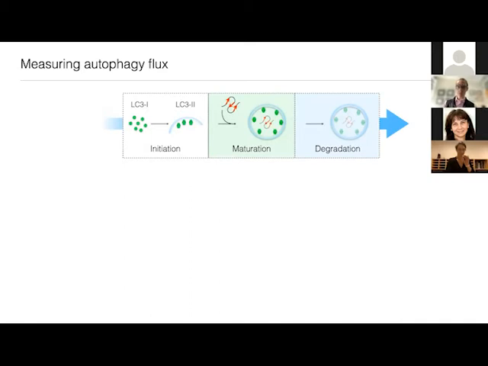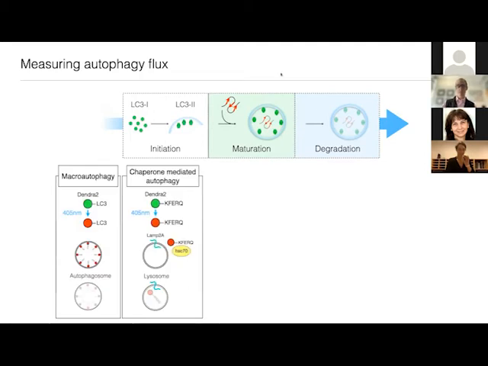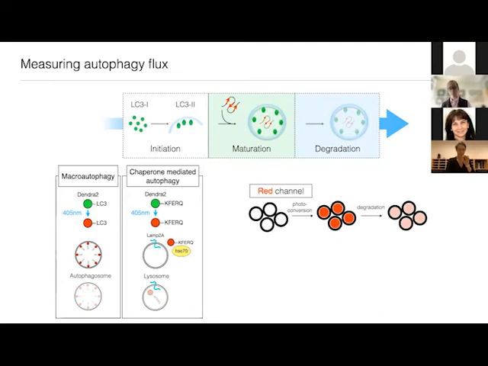So we adapted that optical pulse labeling strategy that I mentioned for assessing autophagy flux by fusing Dendra2 to LC3 in the case of macroautophagy, or a substrate protein that has a particular amino acid sequence that is recognized by chaperone-mediated autophagy mechanisms. Then you pulse with blue light, you get red labeled protein, and you can measure the degradation of the protein over time to give you an idea of pathway activity for macroautophagy or chaperone-mediated autophagy. For the purposes of today's talk, I'm going to focus only on this macroautophagy reporter.